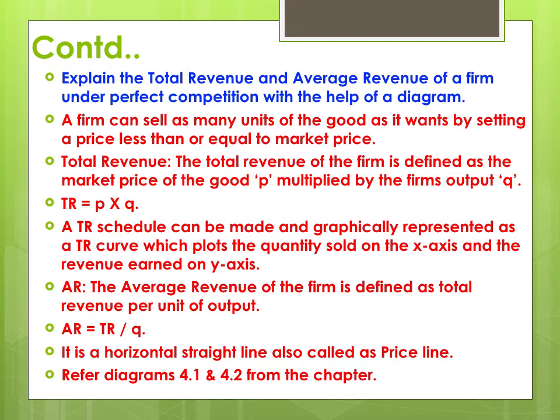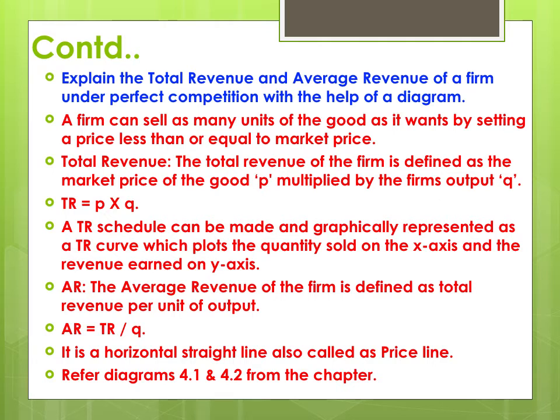We can depict how the total revenue changes as the quantity sold changes through a total revenue curve. A total revenue curve plots the quantity sold or output on the x-axis and the revenue earned on the y-axis. The total revenue increases as the output goes up. This means that the total revenue curve is an upward rising straight line. The average revenue of a firm is defined as the total revenue per unit of output. Hence, AR is equal to TR by Q.